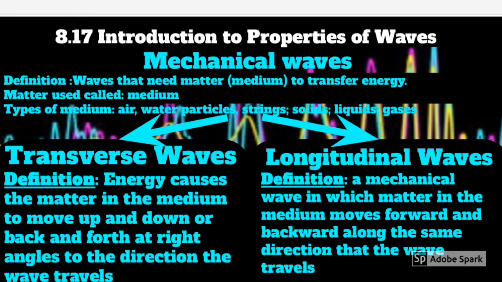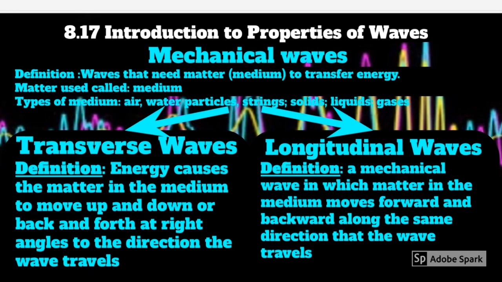The first type of mechanical wave is a transverse wave. In a transverse wave, energy causes the matter in the medium to move up and down or back and forth at right angles to the direction the wave travels. A longitudinal wave is a mechanical wave in which matter in the medium moves forward and backward along the same direction that the wave travels.